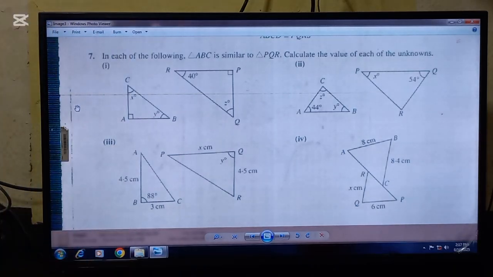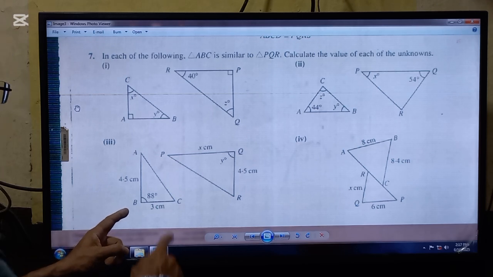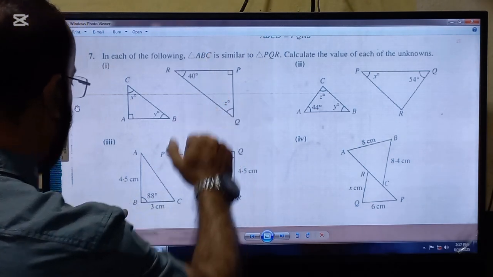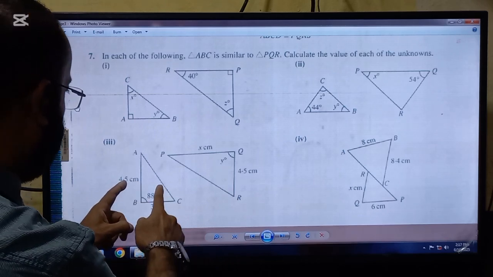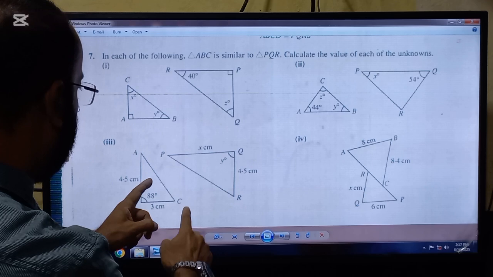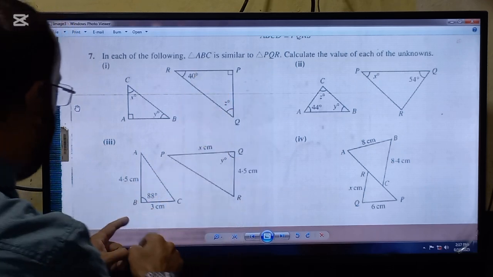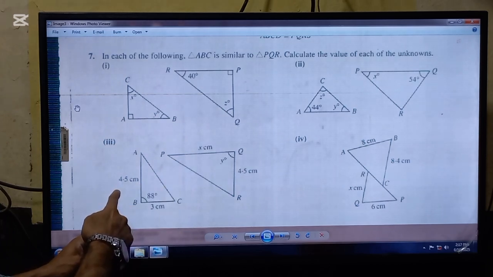Okay, in this question, the thing that is required is PR. So PR is corresponding to AC. So the first thing, sorry, PQ. So PQ is corresponding to AB. So it means X is equal to 4.5 centimeters.